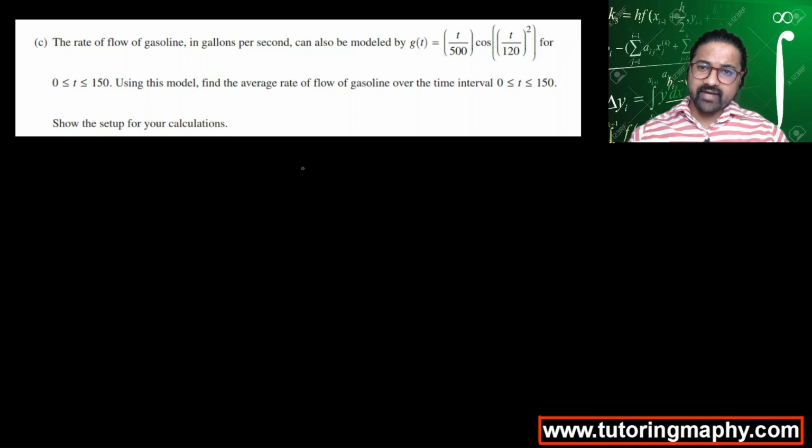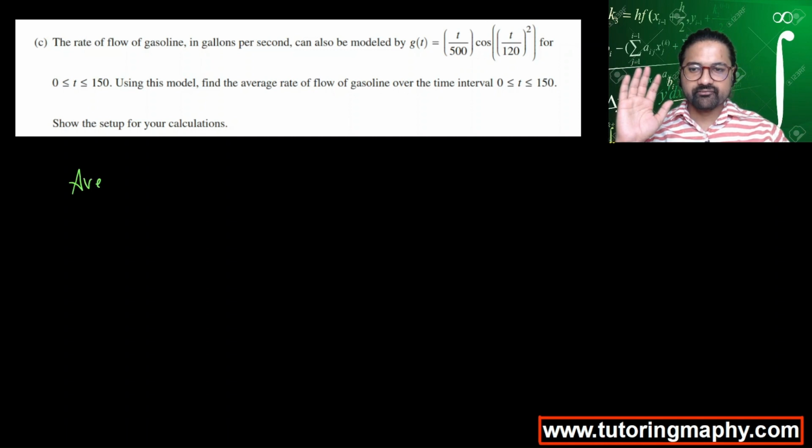The rate of flow of gasoline in gallons per second can also be found by this particular model. So they have given a function that, okay, the rate of gasoline is also given by this. Using this model, find the average rate of flow of gasoline over the time interval 0 to 150, and show the setup of your calculation.